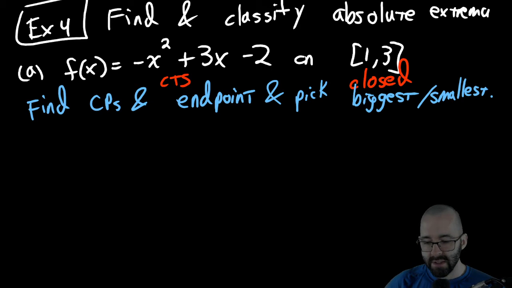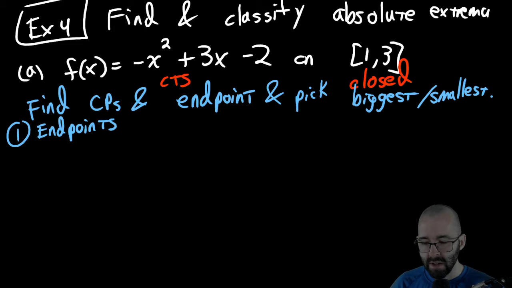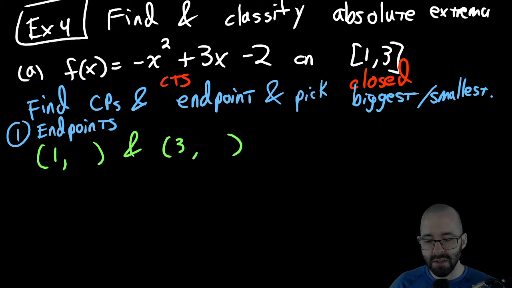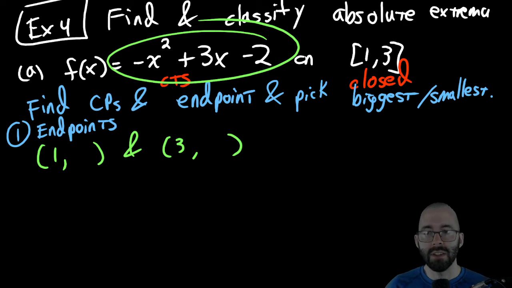So let's start with the endpoints. Step one, looking at the endpoints. The endpoints are when x is 1 and x is 3. These are going to be our candidates. Candidates are going to be in green. So (1, something) and (3, something). What are the function values? Plug it into the function.